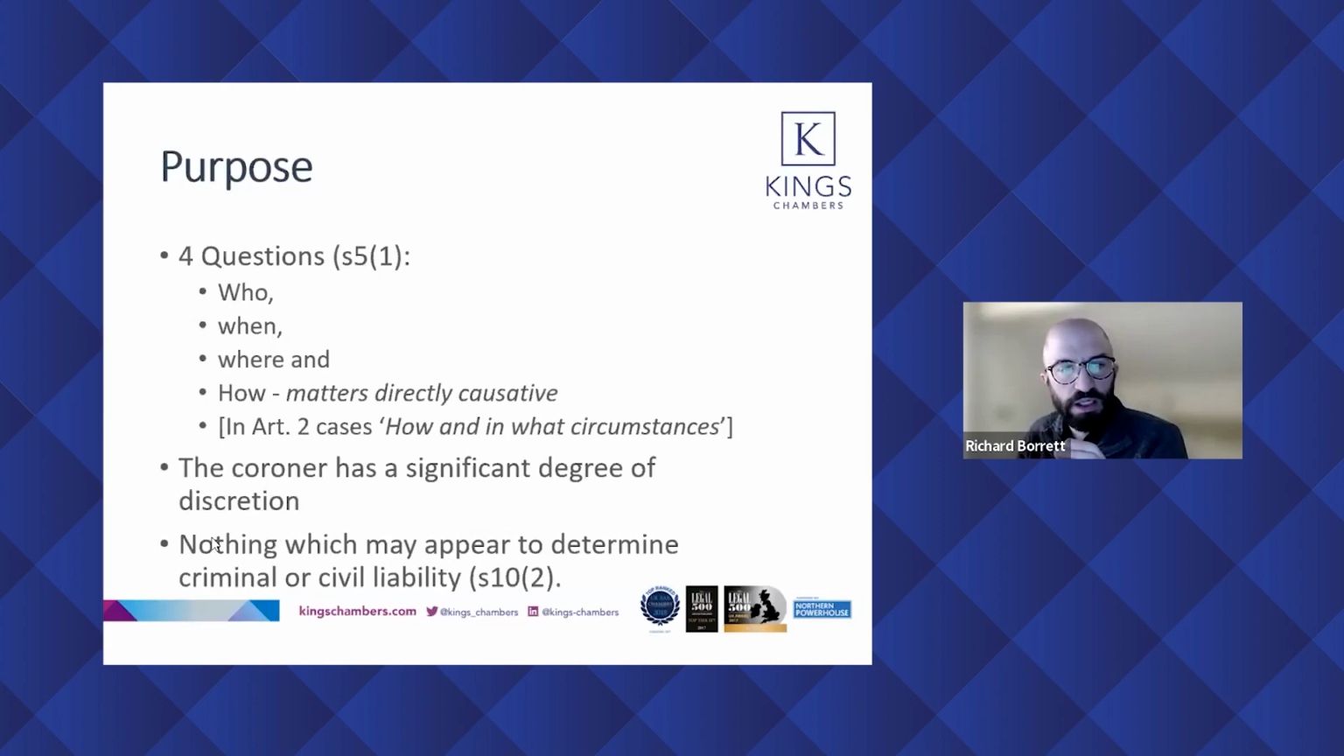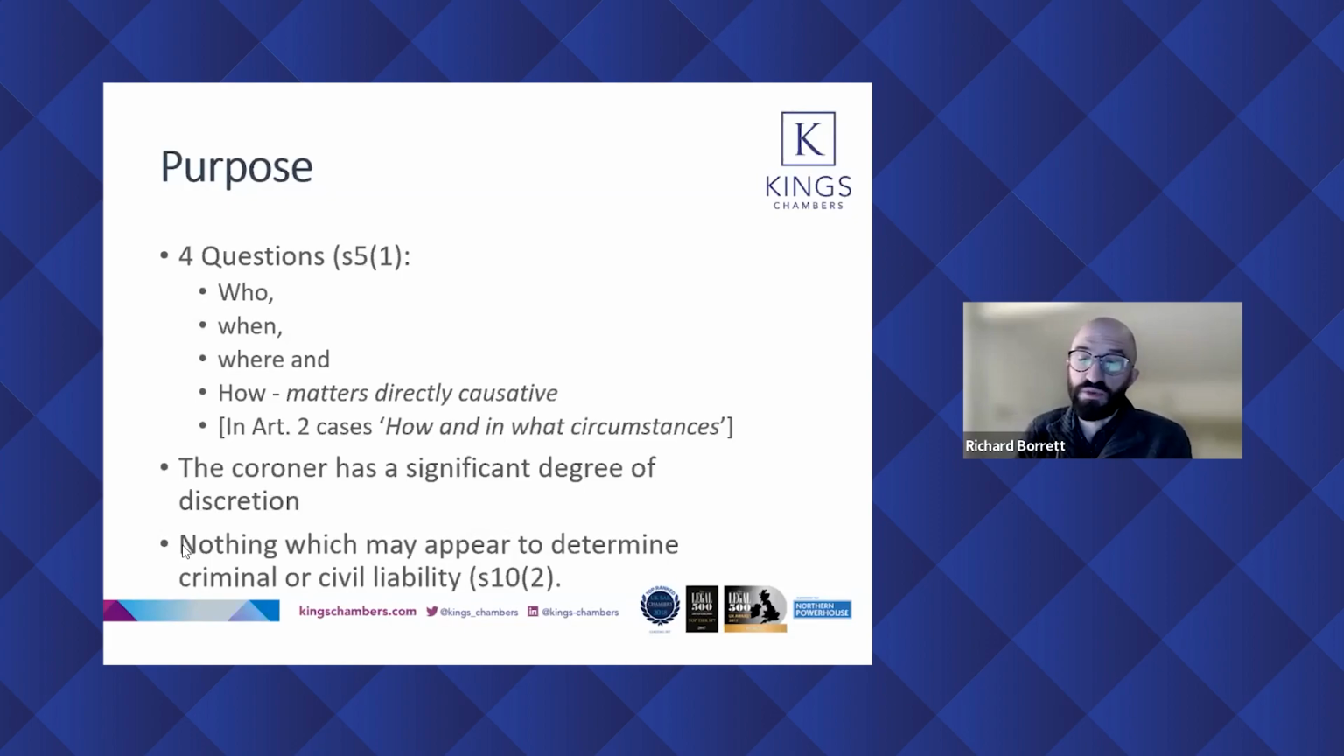The coroner is not entitled to make any findings which may appear to determine criminal or civil liability. So that simply means that the coroner cannot come to any conclusion that says a person was negligent or in breach of their duty, or that a person committed a criminal offence. However, many of the conclusions do effectively do that. So, for example, an unlawful killing conclusion clearly is a conclusion that somebody has committed a criminal offence, although it would not name that person.